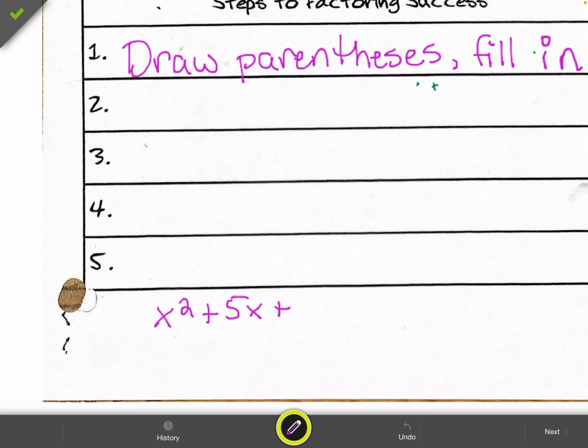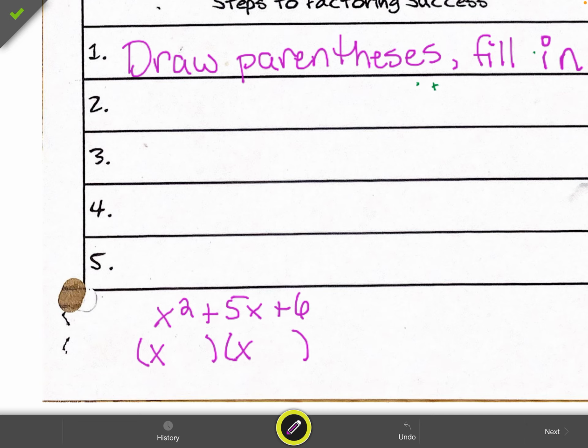Okay, we already checked. Degree is 2. It has 3 terms. And the number in front of the x squared is 1. So step 1 says draw parentheses, fill in the variable. So this is what you're going to do. You're going to draw 2 sets of parentheses. Your variable is x. So we're going to put an x here and an x here. And I'll show you why at the end. Okay, just put 1 in each set of your parentheses.